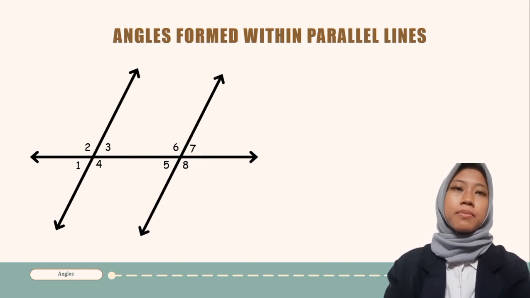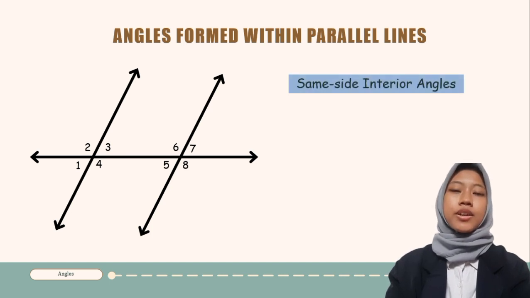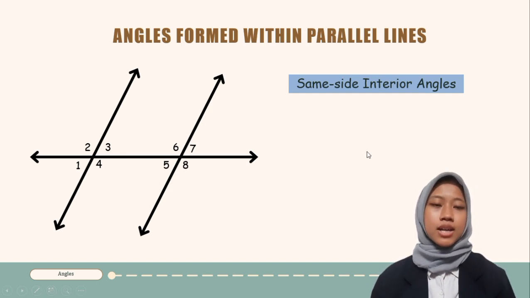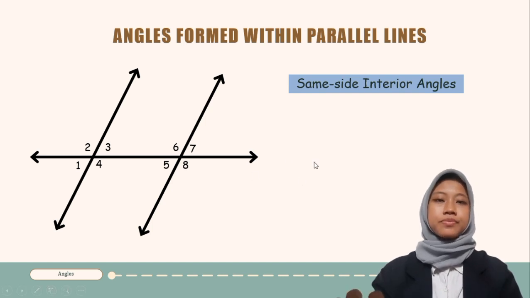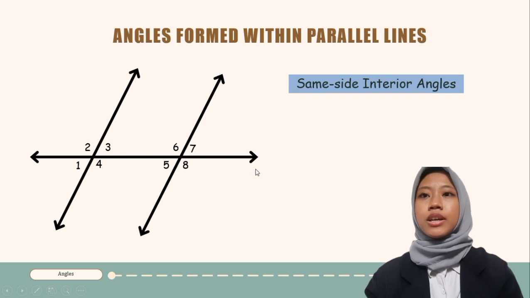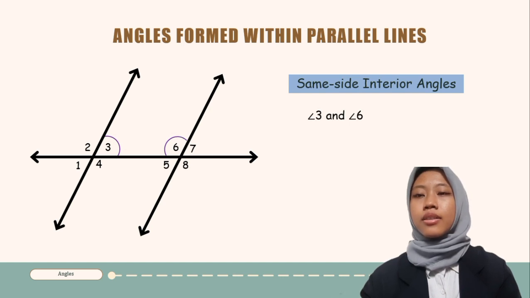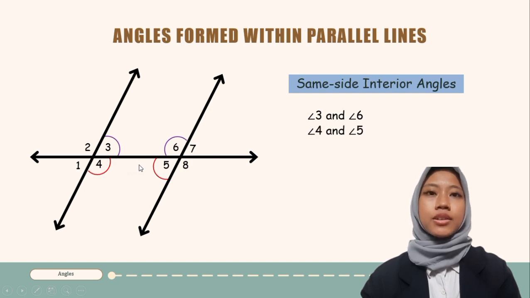Next, angles formed within parallel lines, there are same side interior angles. Same side interior angles are on the same side of the transversal and are in the interior of the parallel lines. You can see this figure, and it's like angle 3 and angle 6 are same side interior angles, and then angle 4 and angle 5 are same side interior angles. So same side interior angles, you can see this area.